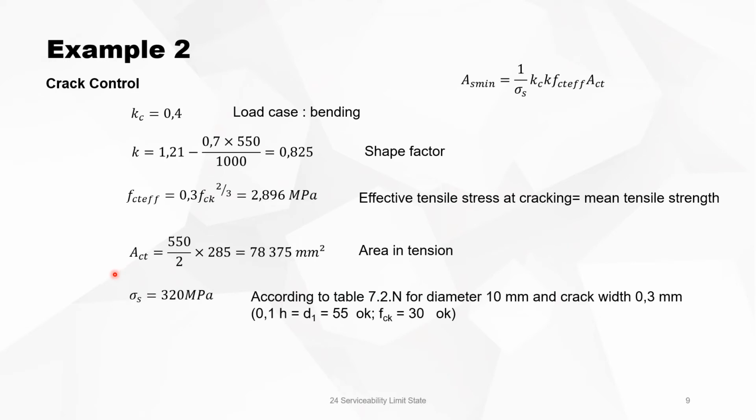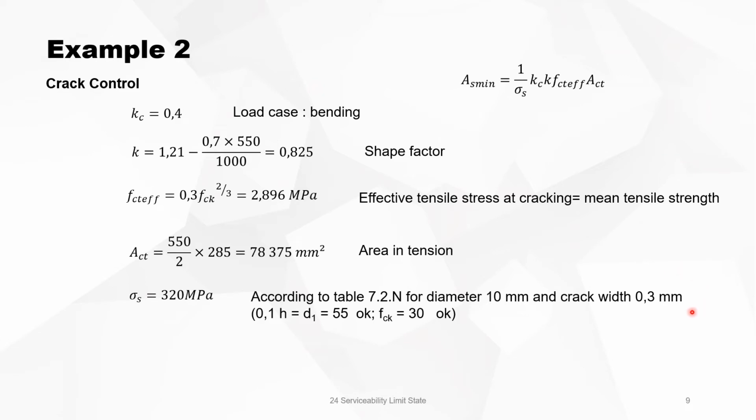Why? Because we have said we need a crack width limitation of 0.3 millimeters. So we will use table 7.2N of Eurocode 2 part 1-1, but first we will check if this table has to be adapted, yes or no. And we see that 0.1 times h equals d1. So this is okay, and FCK is 30, so FCTM is 2.9, so that's okay. So we can use the table as is without any change.